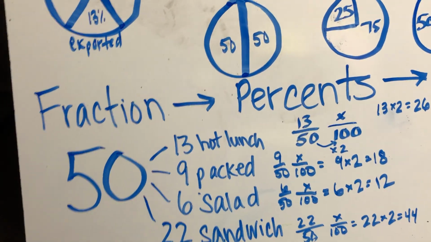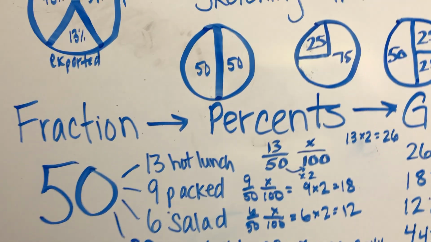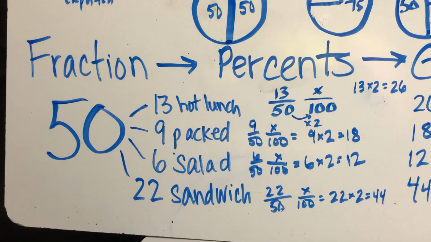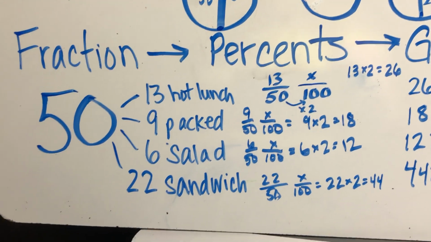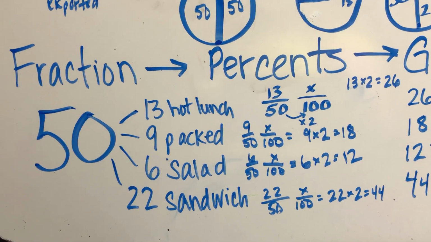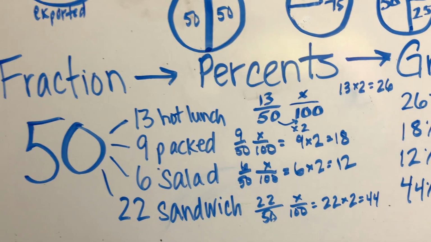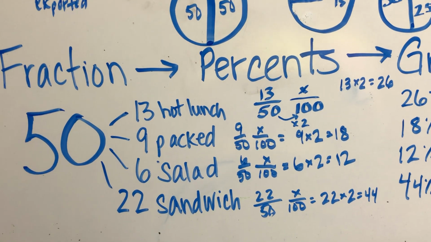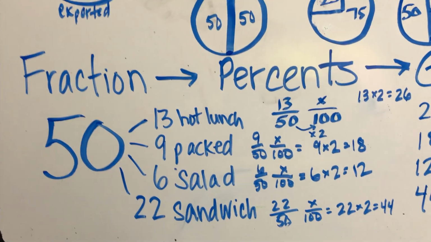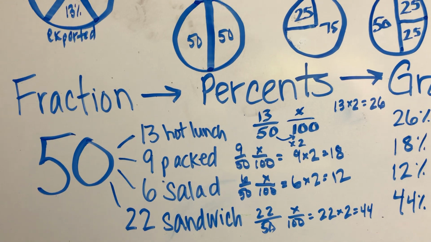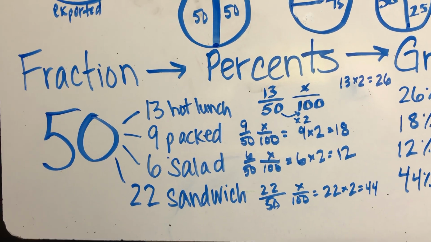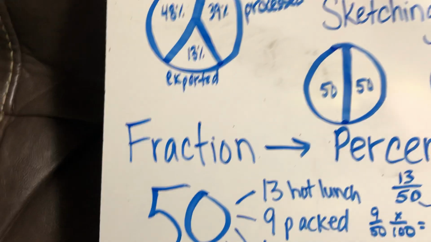So what they're saying here is that, this is quick check 3, 50 kids were being surveyed about what they did for lunch. Okay, 50 kids. 13 of those kids bought a hot lunch. 9 of those kids packed their lunch. 6 of them bought a salad, and 22 of them bought a sandwich. And so if you check their math, 13, 9, 6, and 22 does make 50, so that's all good. The book did a good job. Yay! But now I'm left with fractions.